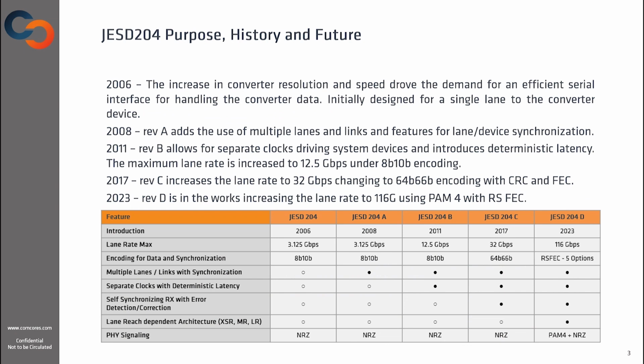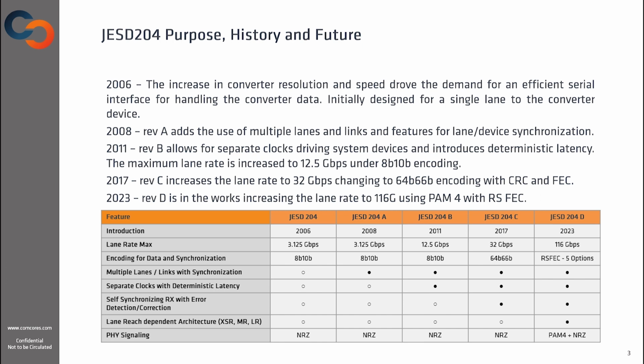For a short recap of JESD204 history and origin, 15 years ago is when the first standard came out, with a single lane to a single converter device setup. The data rates were fast at 3.125 gigabits per second and 8b/10b encoding. The A revision of the standard brought multiple lanes and synchronization between them. And then the B revision, which is still often used today, added deterministic latency and separated the clocks between the devices. The speed was also increased to 12.5 gigs, but 8b/10b encoding was still being used.